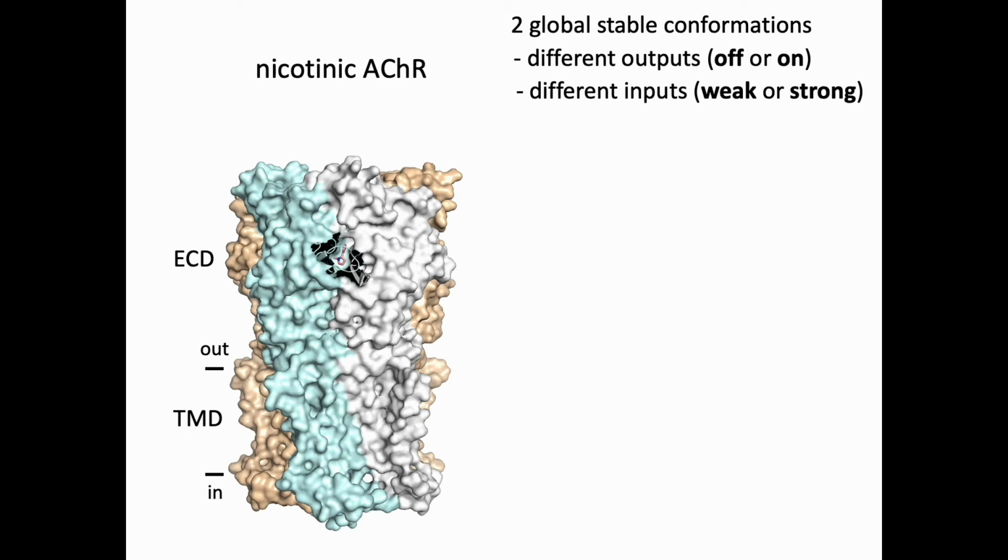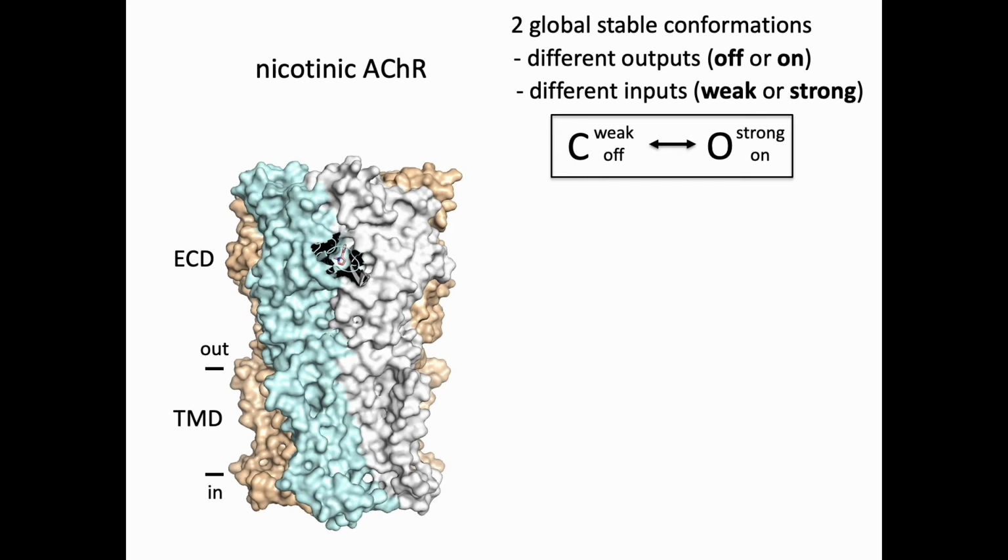So this basic pattern of 2 conformations with different outputs and different inputs can be written as a state model in this box, where by convention C refers to the weak binding and non-conducting state, and O refers to the strong binding and conducting state. And these 2 global conformations can interconvert.